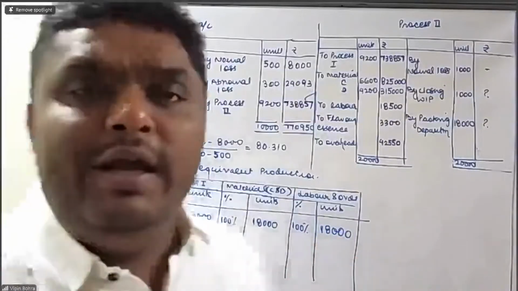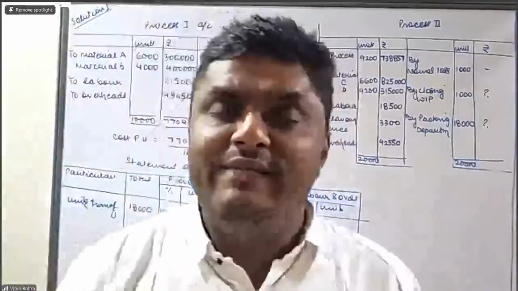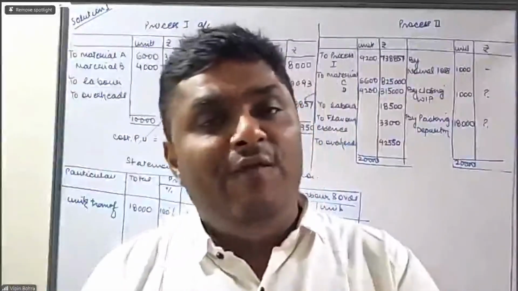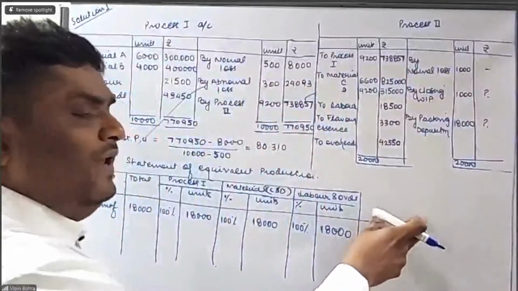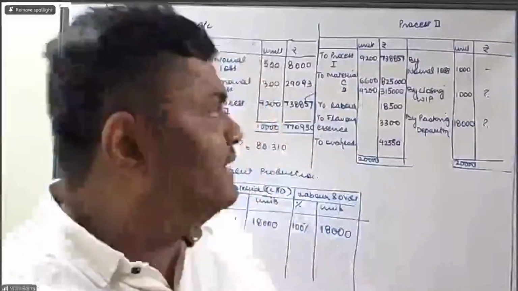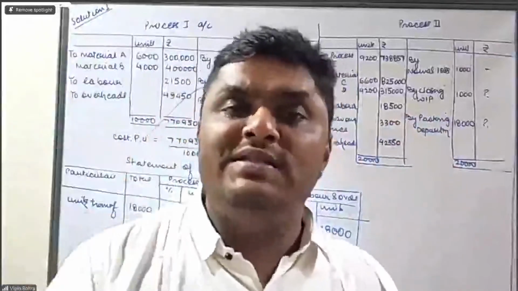Okay, very important point, guys. If the percentage of completion of flavoring essence is given and it is different from material, labor, and overhead, then one more column will be added as regards flavoring essence. The cost is 3,300. So very important: check the percentage of completion.